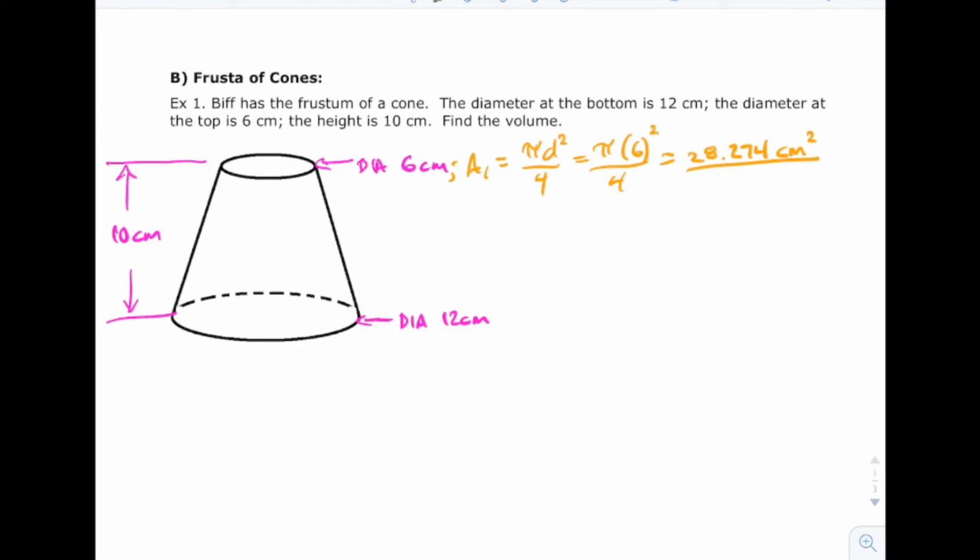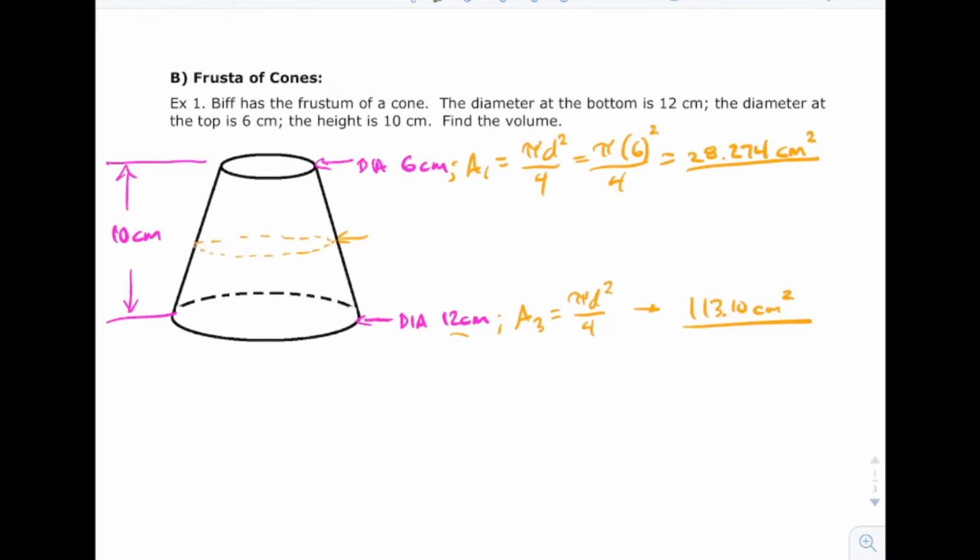That's A sub 1. Down here, we'll call this A sub 3. Remember, A sub 2 is going to be in the middle. So again, I'm going to do the old pi d squared over 4 thing. Plugging in d equals 12 centimeters this time, I end up with 113.10 square centimeters. So I'm following my habit of always using 5 sig figs when I'm in a calculation. Now, the key question is, if I come halfway up this thing, what will be the diameter of that circle?